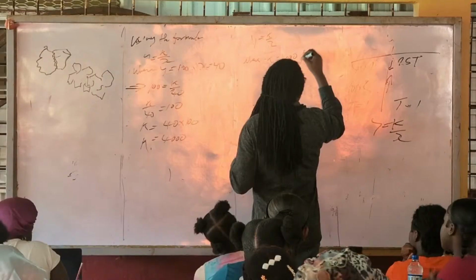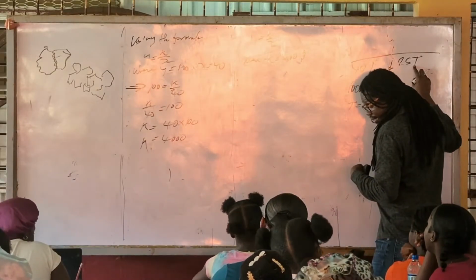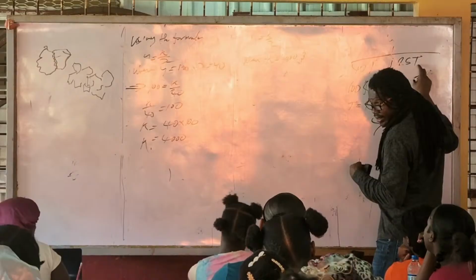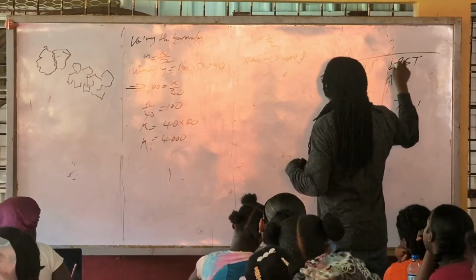4,000. And what do we have? Which is what? X. The revolutions is dependent on the teeth.